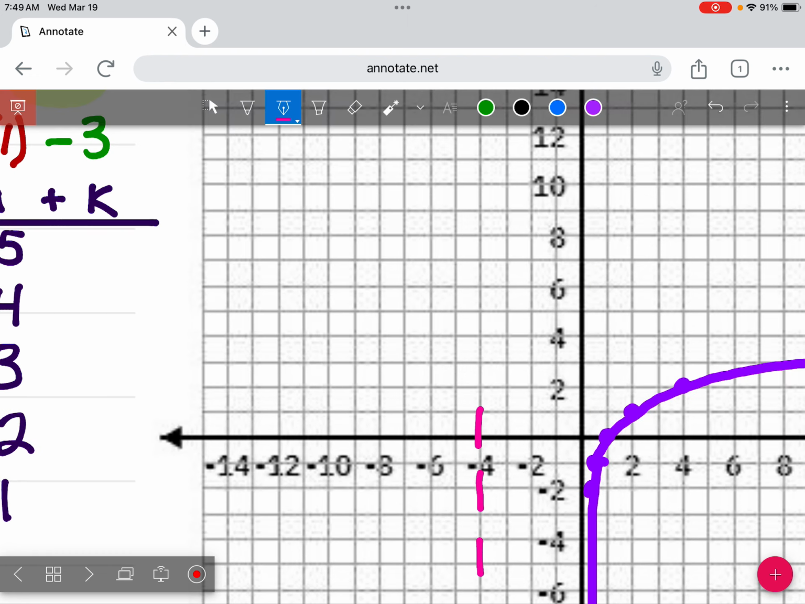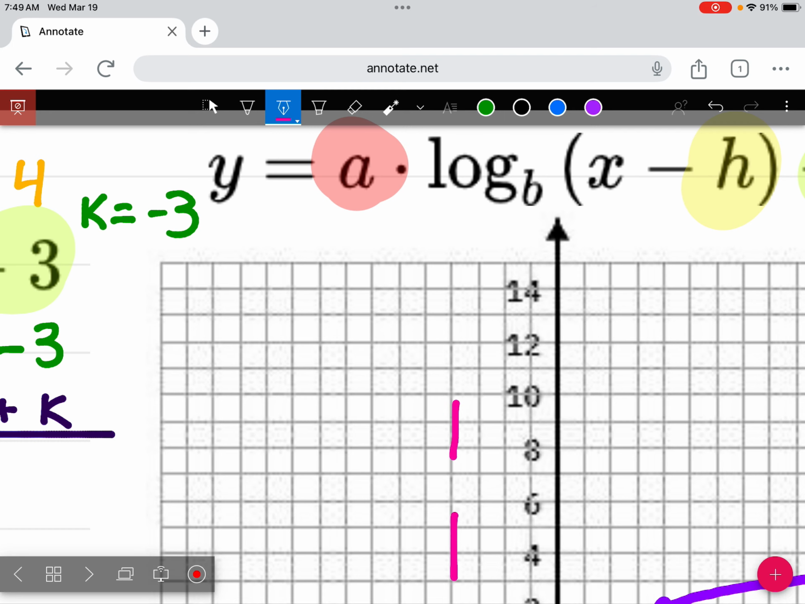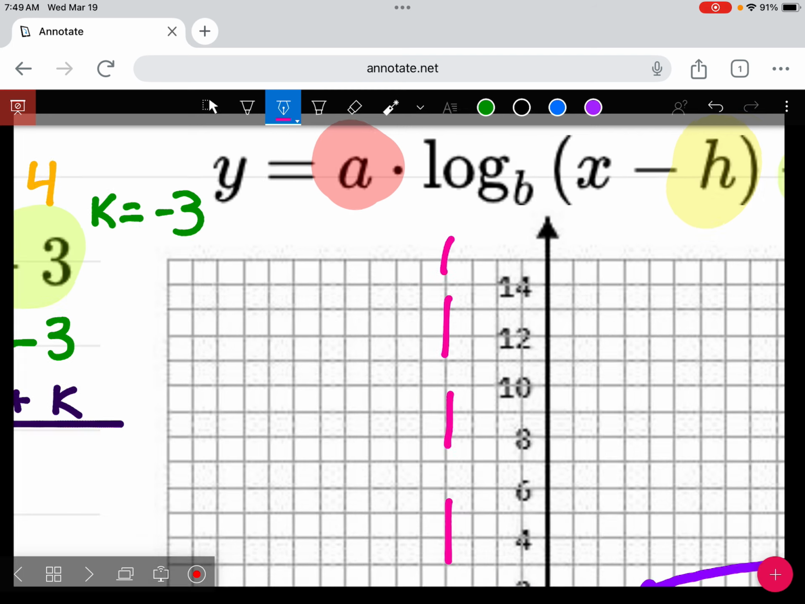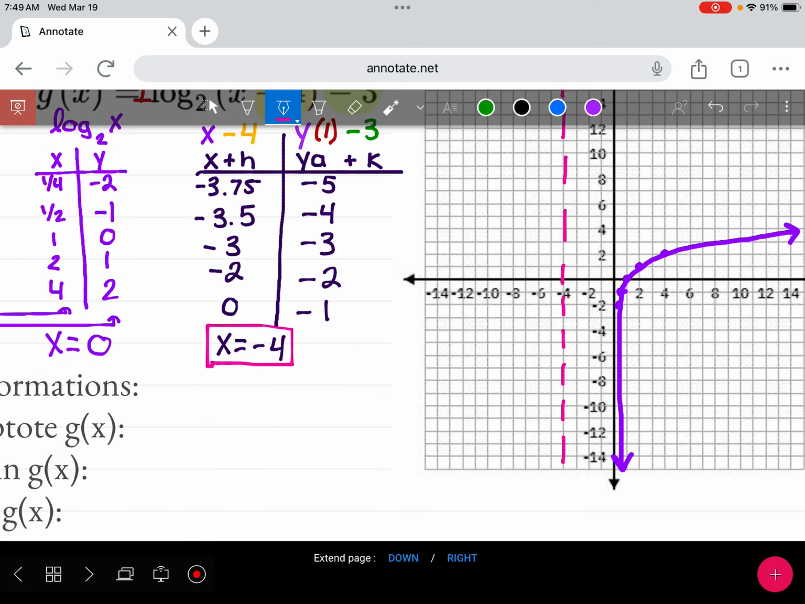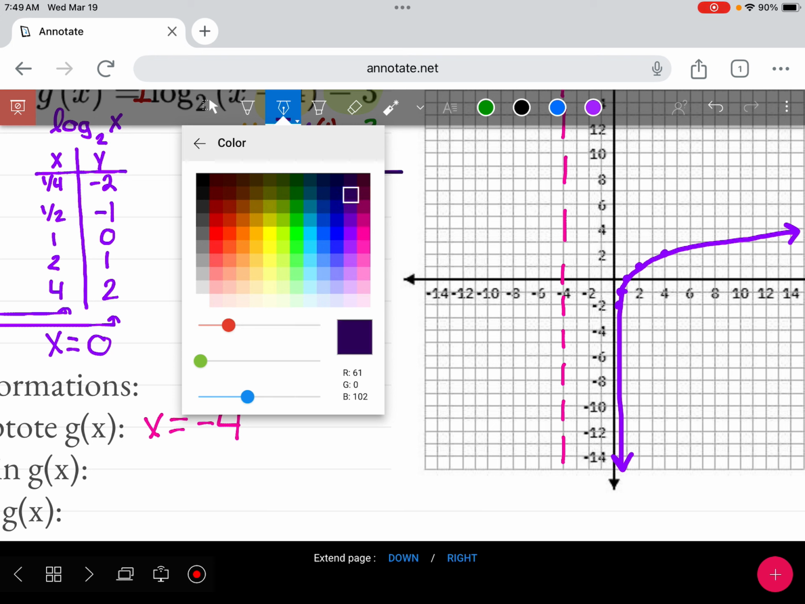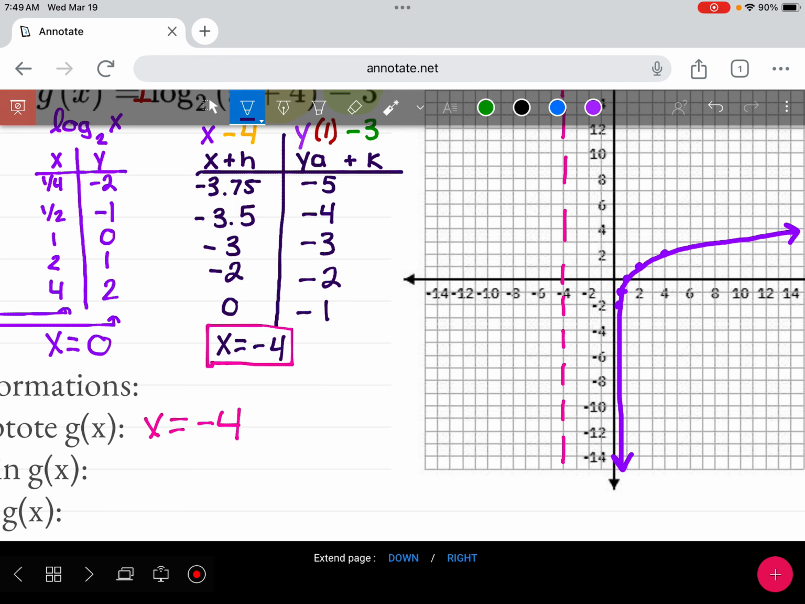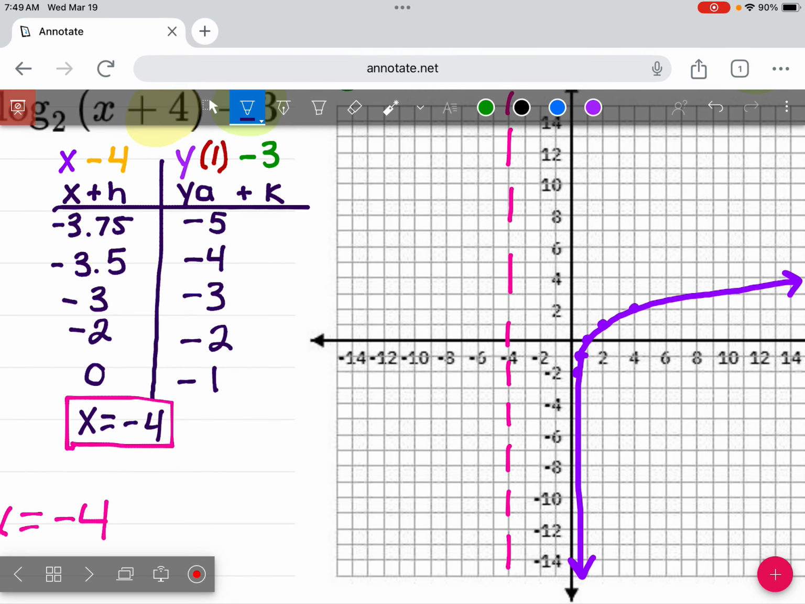Logarithms are not the Kool-Aid Man. They cannot go through. They are stuck. So graph our asymptote, and our asymptote happens at x equals -4. And then I can plot my points. But I don't want us to plot our points before we get our asymptote on, or we will get things kind of askew and off.